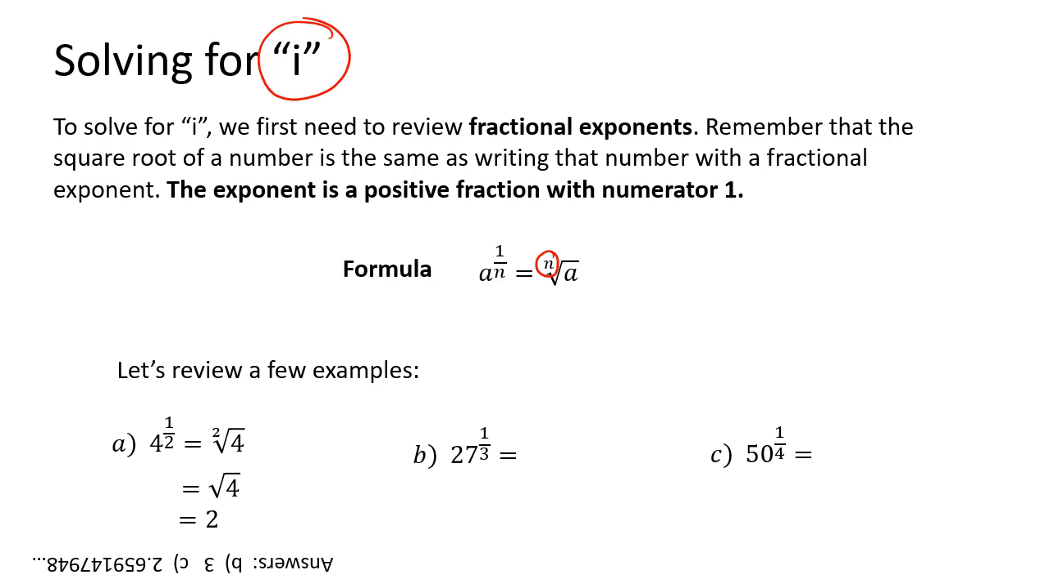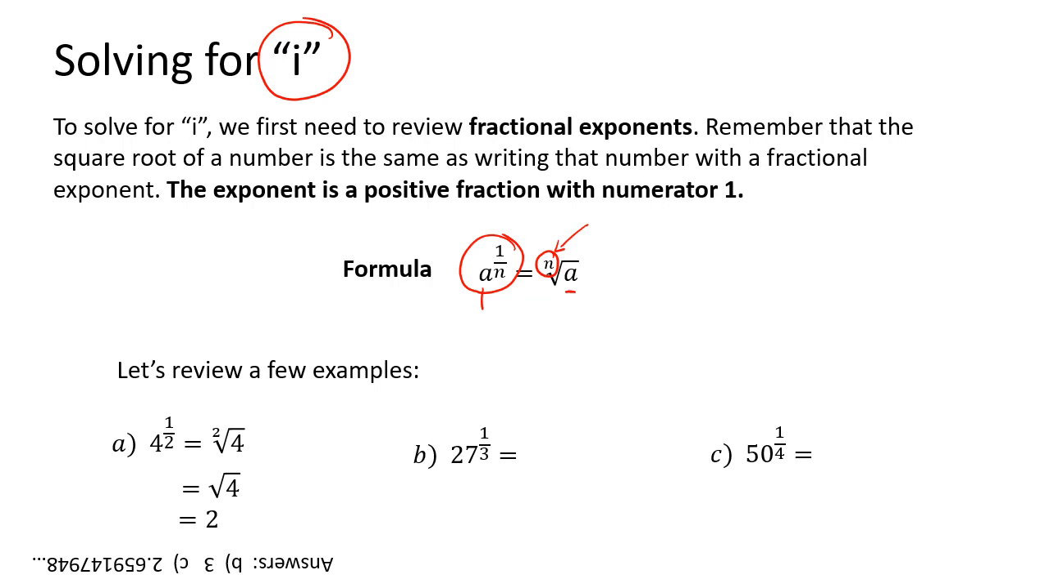And if you had that, you could write it as a, or in other words, the item under the square root sign, raised to the exponent of 1 divided by the order of the root. So the order of the root was placed in the denominator of that exponent. Okay? So let's look at a few examples.